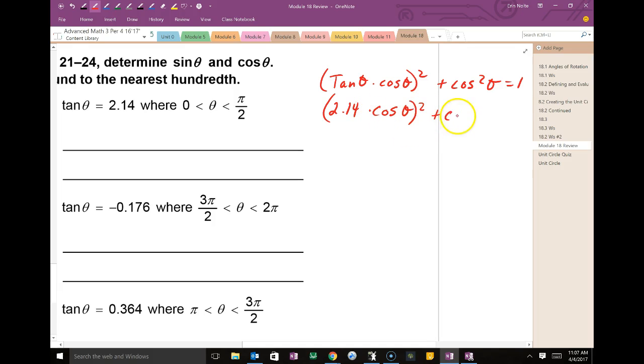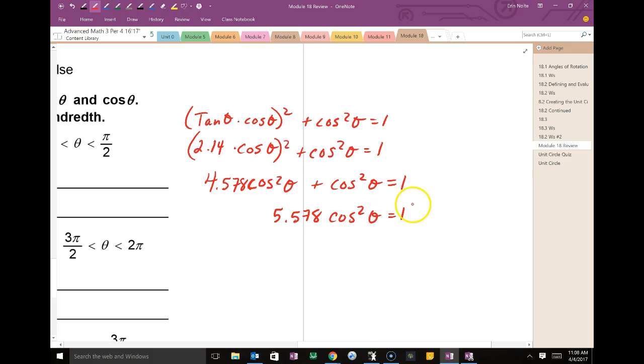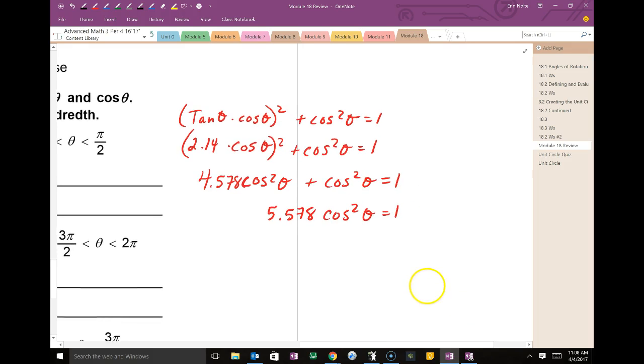And then we get to do algebra. So how do I solve this equation? Square. What is 2.14 squared? 4.58 actually. Cosine squared. Then what do I do? And then you add the cosines together. 5.58 cosine squared. Then what? And then you divide.